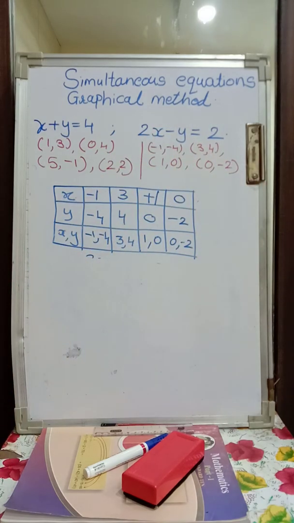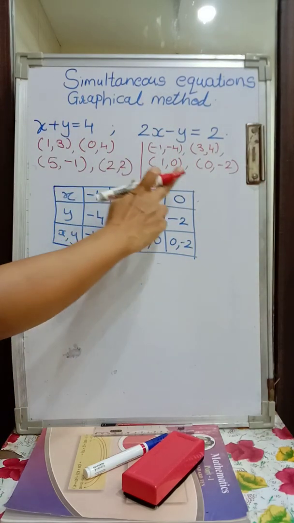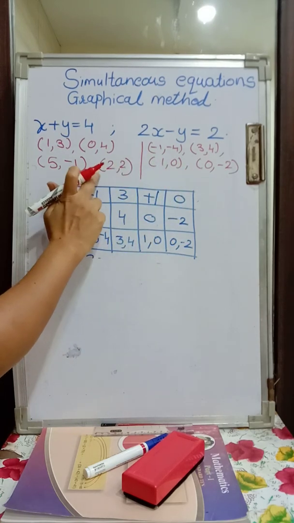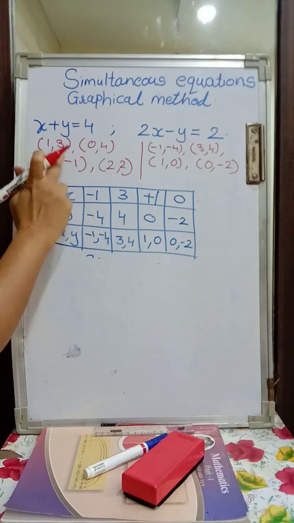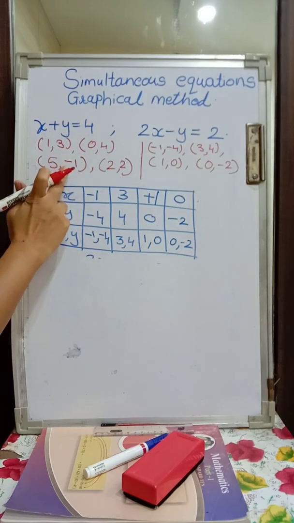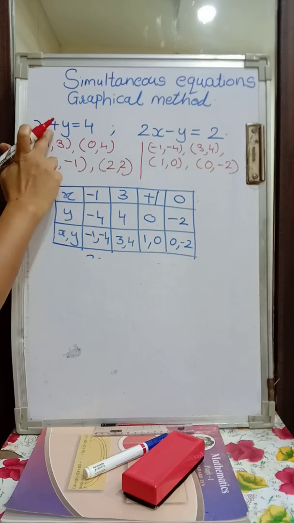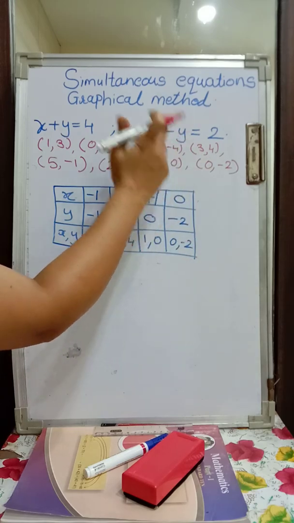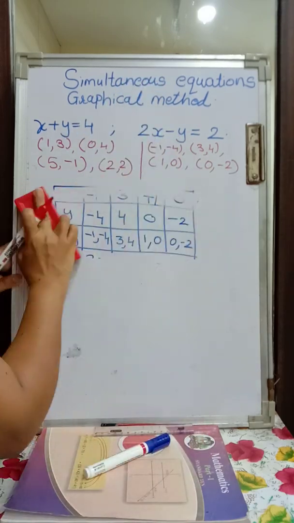Okay. So all of these four coordinates, four ordered pairs over here and four ordered pairs over here. Now these 4 ordered pairs will give us 4 points through which we will draw a line representing this equation. With these 4 ordered pairs, we'll draw another line which will represent this equation. Now let us do that on the graph paper.